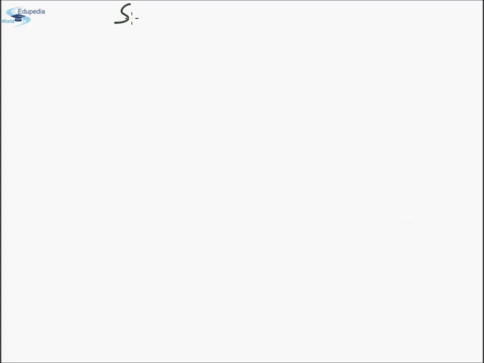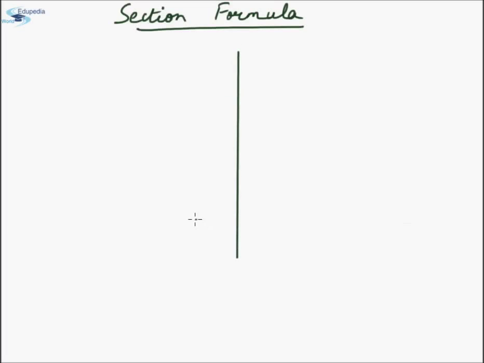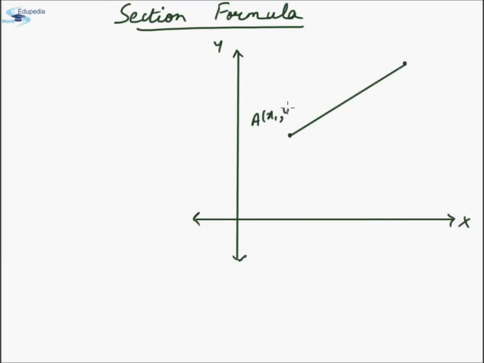Today we will be discussing section formula. Friends, suppose we have a line segment on the coordinate axis with the terminal points as A (x1, y1) and B (x2, y2).